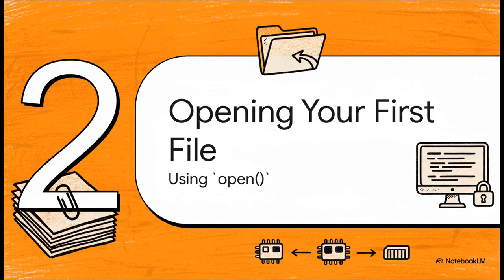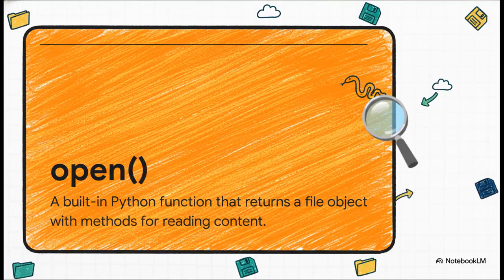All right, now for the fun part. To do anything with a file, you first need a key to unlock it. And in Python, that key is a super handy built-in function called open. So what is open? Well, it's a function that you give a file name to, and in return, it gives you back something called a file object. The best way to think of this object is like a remote control for the file. It's got all the buttons, or methods, we need to read what's inside. It's our gateway to the data.